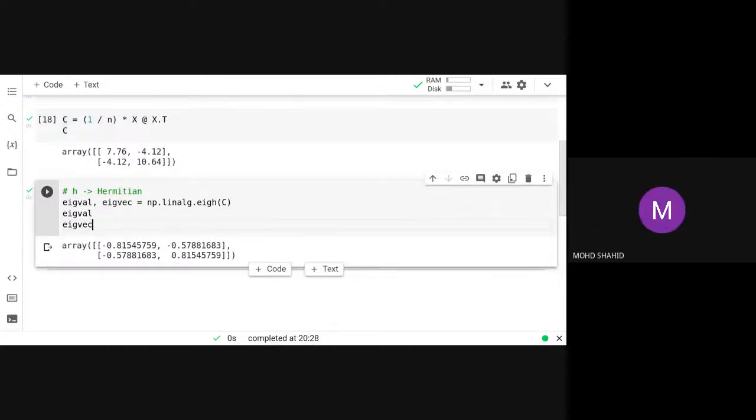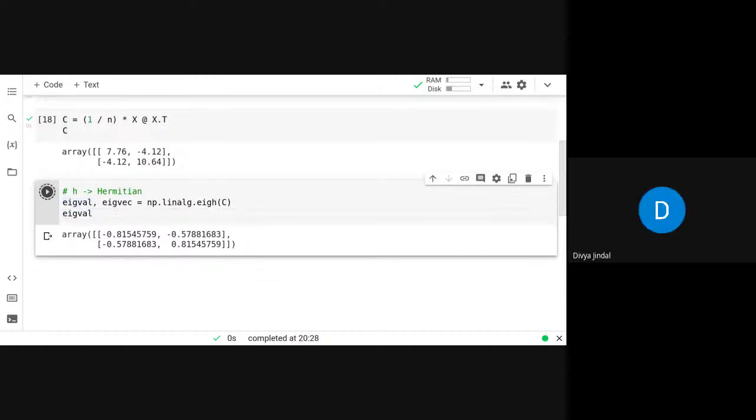Yes, sir, it is clear. Okay, so let me write down the eigenvalues. Are we taking this as our black box? Yeah, this is our black box.